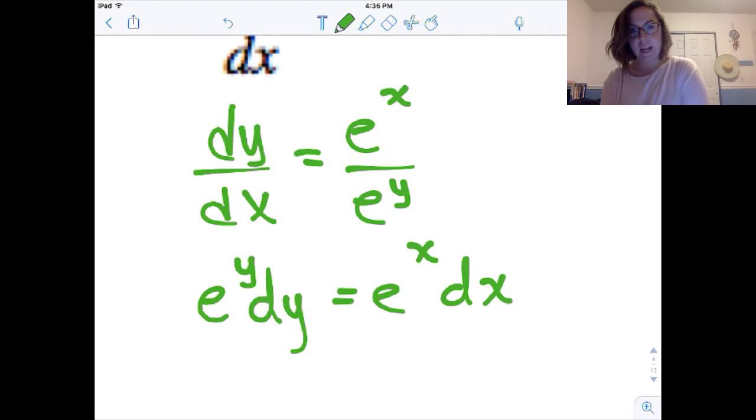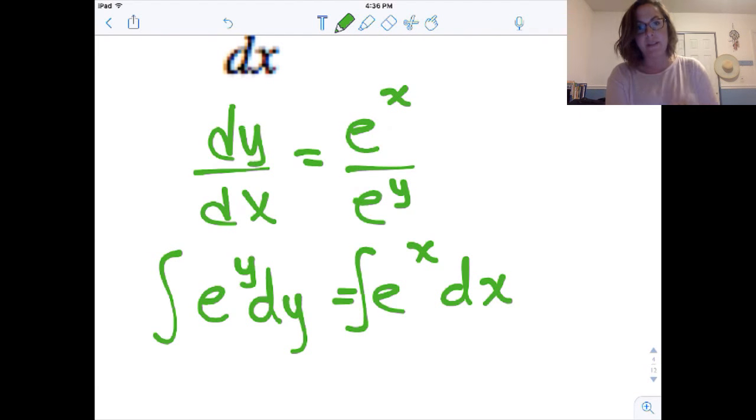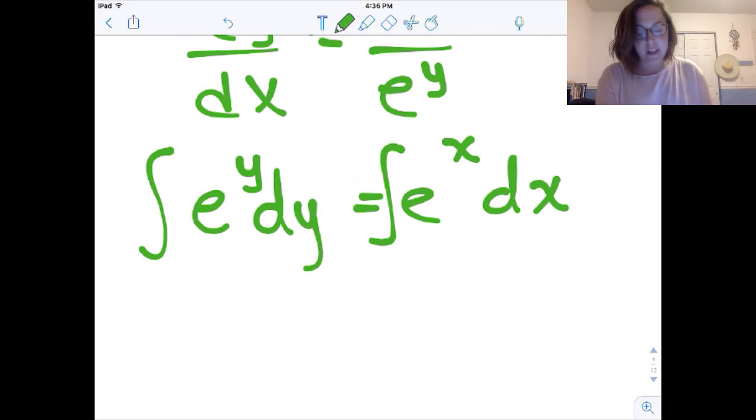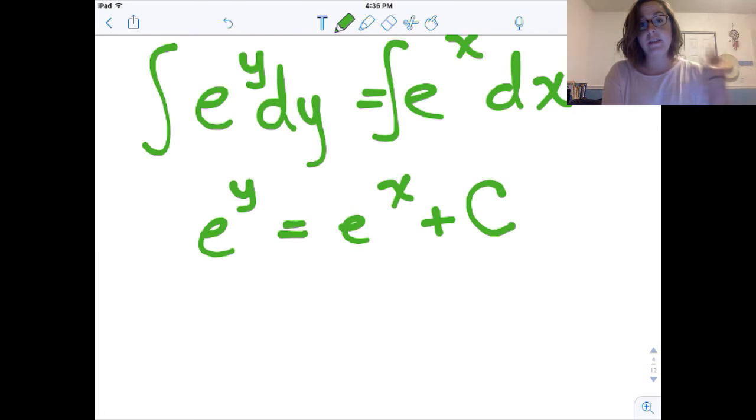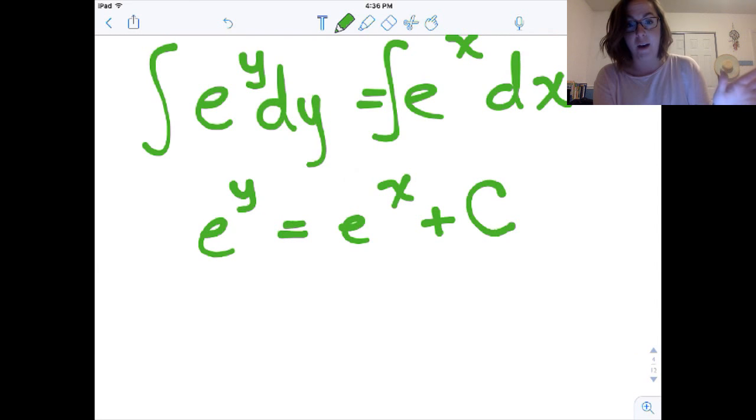And I can integrate. So integrate both sides with respect to their respective variables. Everyone's favorite integral of e to the y is e to the y. Integral of e to the x is e to the x plus c. I'm looking at you if you didn't write it on your last quiz. And calculus is done. So all you need to do now is make sure that you're solved for y, right? Get it into the form you want.